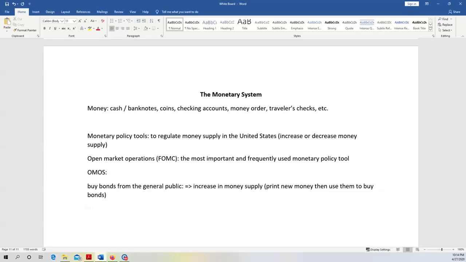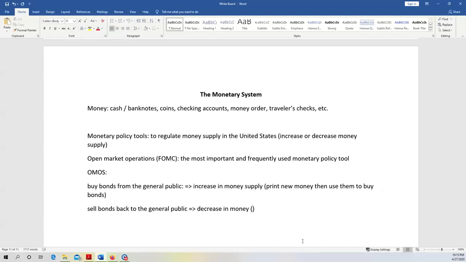How to decrease money supply? How to take away $5 trillion from the general public? This is usually done by open market operations. So let's just do the opposite from the previous case. If the central bank wants to decrease money supply, then the central bank is going to sell bonds it holds back to the general public. And this is going to lead to the decrease in money supply.